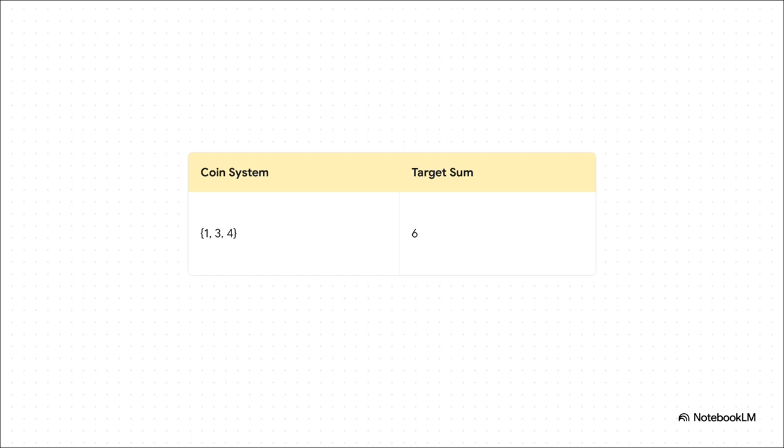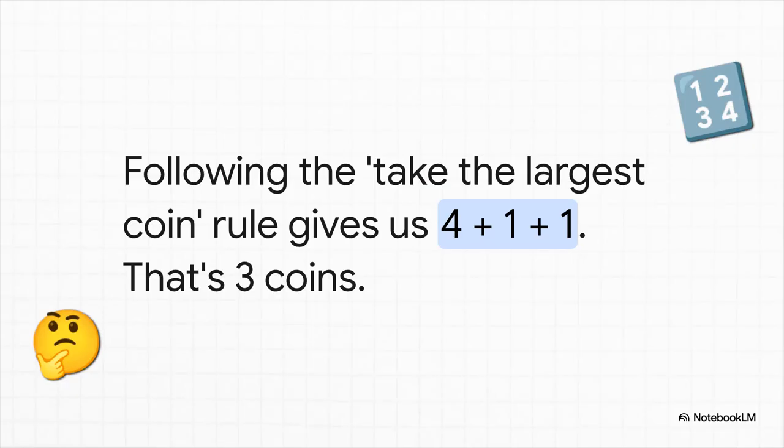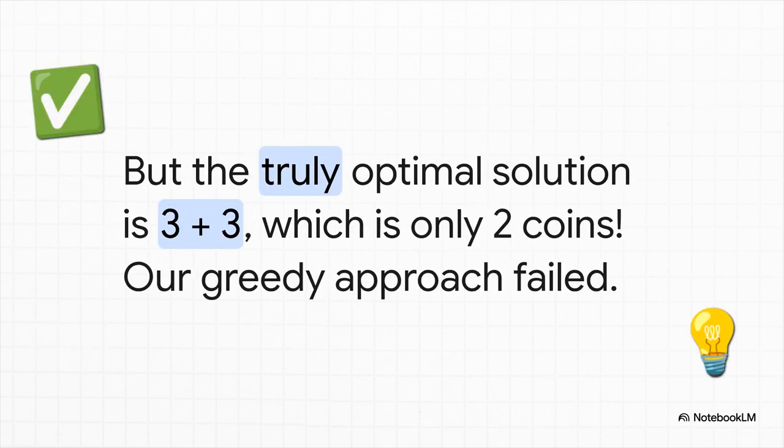Simple enough, right? Well, if we follow our same greedy rule, take the largest coin possible, what happens? To make 6, the largest coin we can grab is the 4. Okay, so we take that. We have 2 left to make. The largest coin we can take now is a 1. And then another 1. That gives us a total of 3 coins. Seems reasonable. But it's wrong. The best solution is to just use 2 3-cent coins. That's only 2 coins. And boom, there it is.